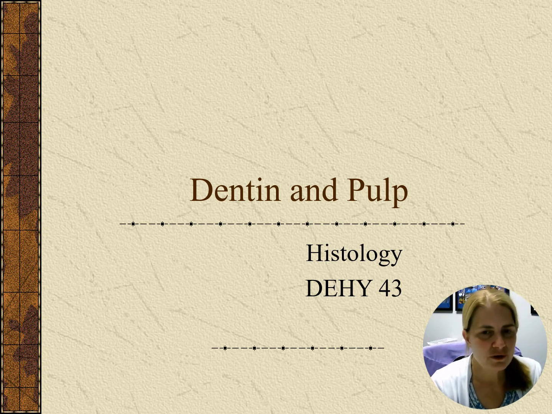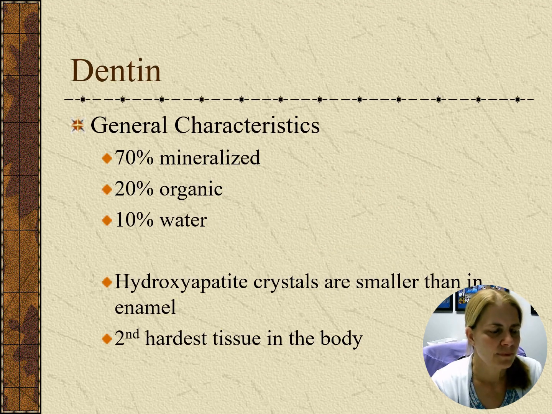This PowerPoint is over dentin and pulp, and I'm going to start with the dentin. The dentin encloses the pulp and is covered by enamel in the crown and cementum in the root of the tooth. It is 70% mineralized, so that makes it the second hardest tissue in the body.